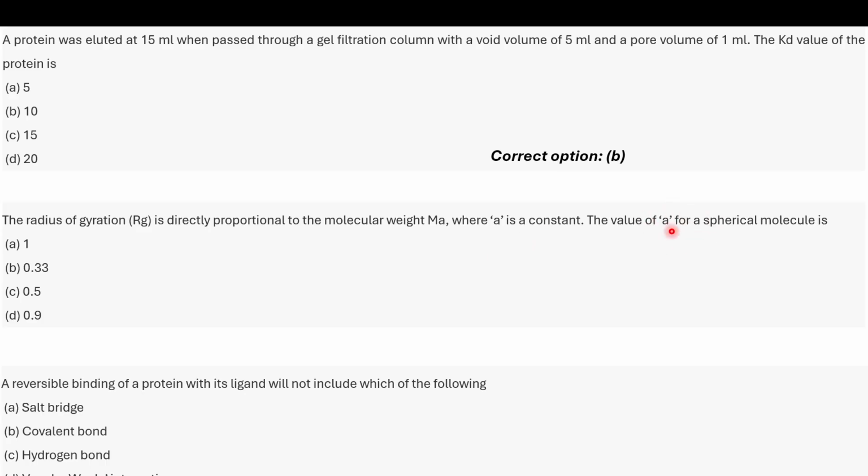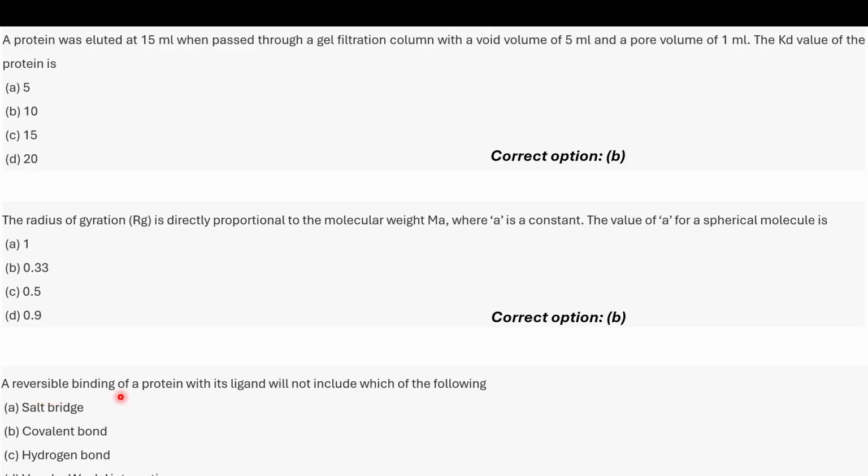So the value of the constant is different for a rod-shaped molecule, for a coiled coil molecule, and for a spherical molecule. For a spherical molecule, the value is 0.33. This is the same as the slide previously.